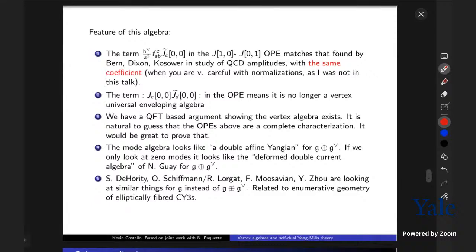Okay, so here are some features of the algebra. As I said, one of the terms looks like the QCD splitting amplitude found by Bern, Dixon, and Costello. And if you're super careful about the coefficients of everything and how you match states to generators of the vertex algebra, all those things, you do actually find the same coefficient they do.